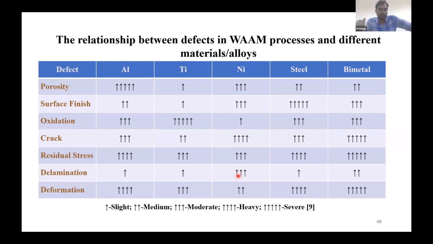The bead will come out afterwards; if you just apply pressure with your hand, the bead will come out. So that kind of delamination can occur with the substrate, and also between the layers, if the current conditions are very, very low. The deformation in the bimetallics and the aluminum or the steels, the severity is a little bit higher.